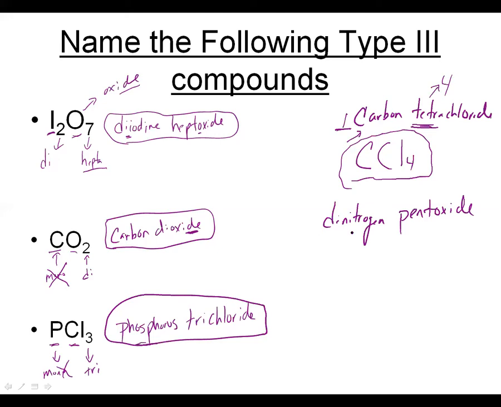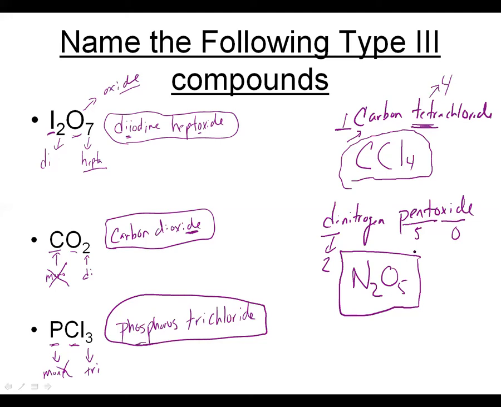Same thing here. We see di and we see penta. Again, both prefixes tell us we just need to write what it says. So di is 2 and nitrogen is N, so it would be N2. Penta is 5, and oxygen, our oxide, is oxygen. Then we write O5, and that would be it. So I think these are, again, the sort of easiest to name and also write the formula.